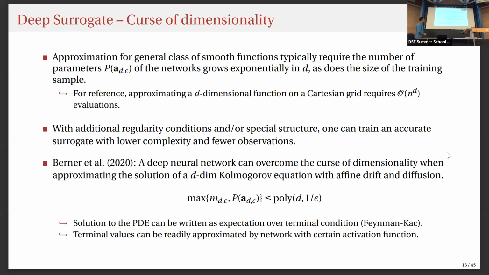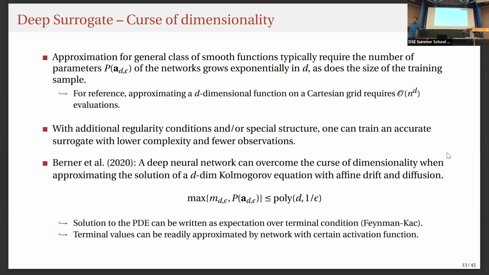So in particular, M, which is the size of the training sample, and P, the total number of parameters, both of them are capped at polynomial growth in terms of D. That basically says that your training sample is going to be potentially quite a bit smaller than what the usual neural network or function class would require. And that's good news because you're not going to have to pay so much of the upfront cost to generate a large training sample anymore.